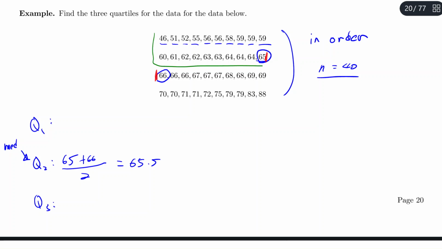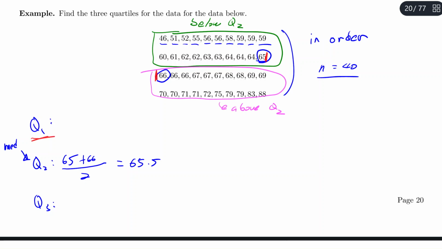So this right here is below Q2. This right here is above Q2. So then for Q1, we're just finding the median of the data below Q2, the first half of the data. So we have 20 numbers, so then we look at 2 middle numbers, this one and this one. Add those two and divide by 2, since we have an even number of numbers. So essentially we're just finding the median again for the first half of data. So 59.5 is the Q1.